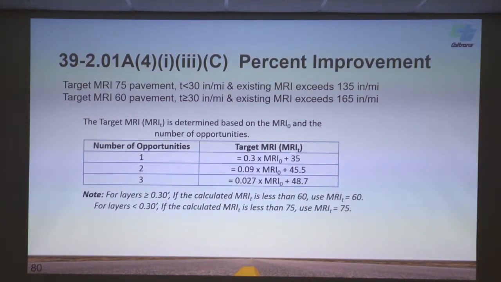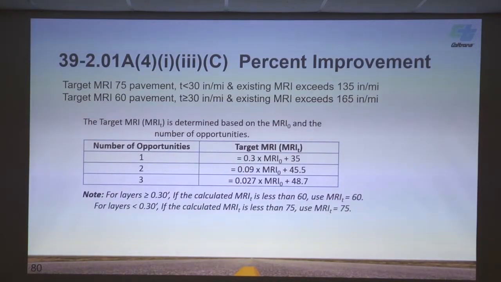These target MRI values are a function of how many opportunities for improvement you have. When you go to that spreadsheet and enter the number of opportunities, it's going to calculate all that for you. All you need to know is what an opportunity for improvement is. Can you go back? If you had one opportunity, you use 0.3 times MRI not plus 35. If you have two opportunities, that uses the other formula.